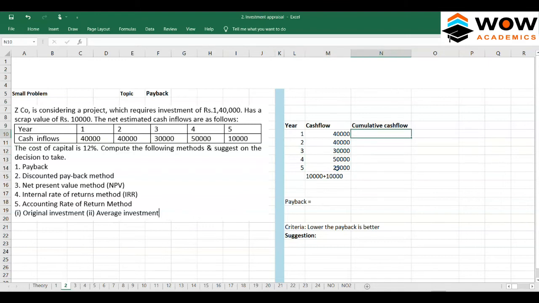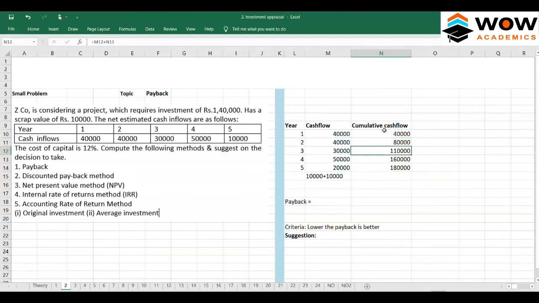So again, we have to accumulate. The first number is 0 plus 40,000. Thereafter, it's going to be this number plus this number. So 40 plus 40, 80,000 will be there. 1,10,000. 1,10,000 plus 50,000 is 1,60,000. 1,60,000 plus 20,000 is 1,80,000. So we got our numbers. So we have invested 1,40,000. See in which year we recover it.